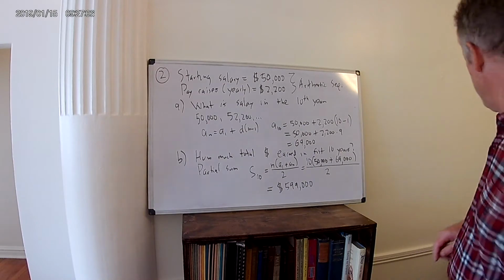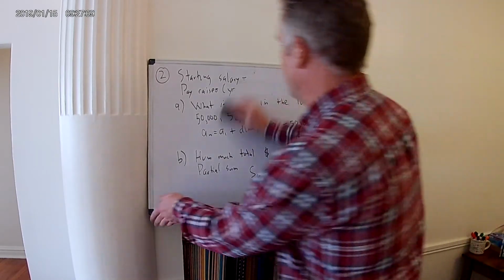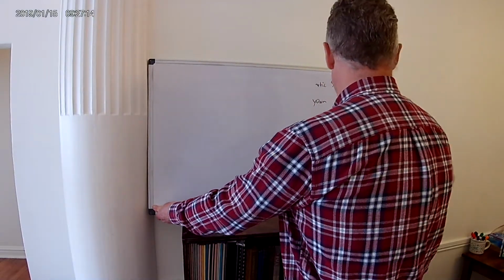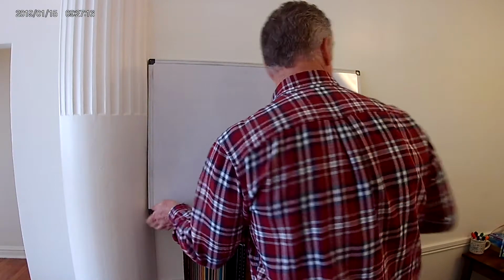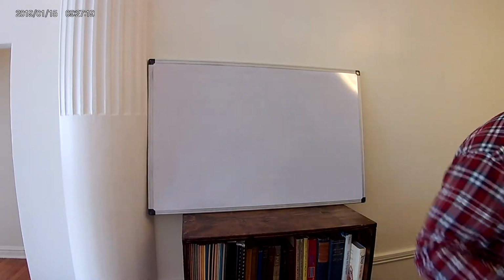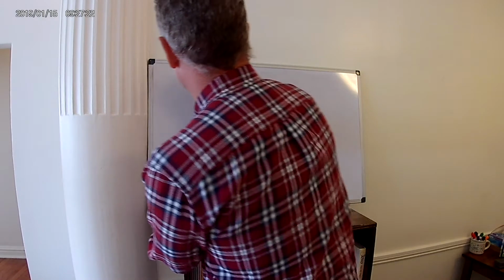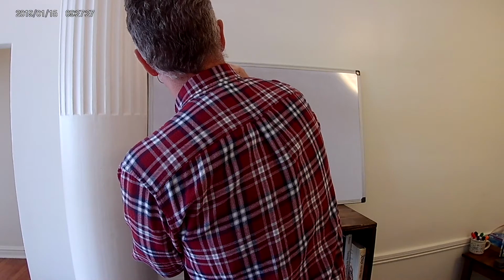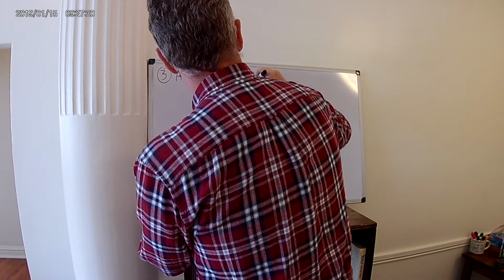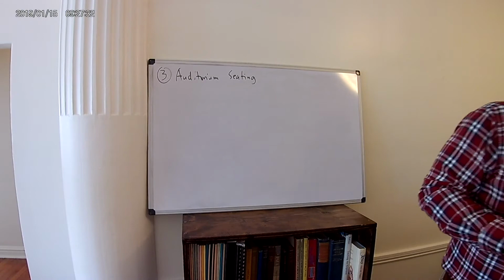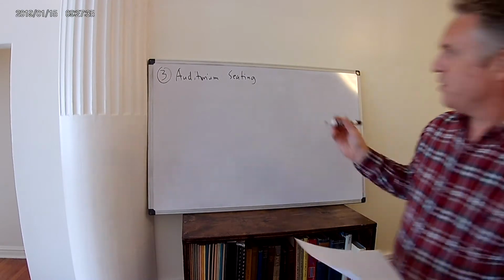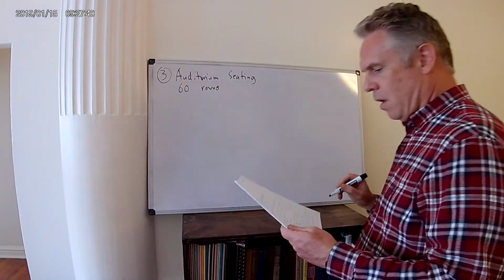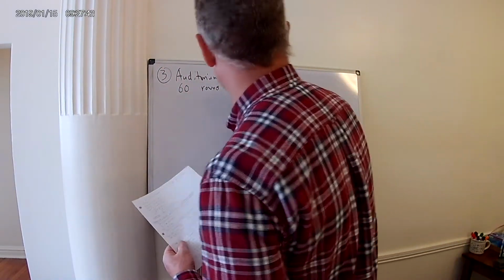Okay, I want to do a third example problem with you guys, having to do with arithmetic sequences. This example has to do with auditorium seating. Okay, and the problem is this. We have an auditorium, and it has 60 total rows. So there's 60 rows in our auditorium, and the first row has 50 seats.